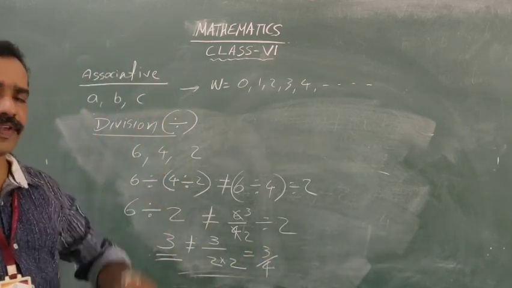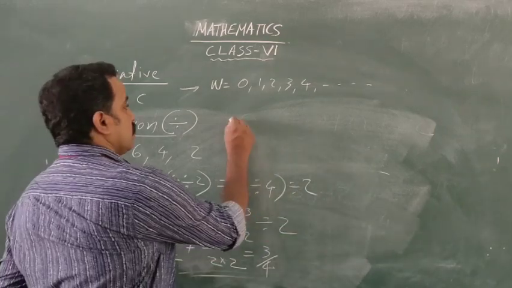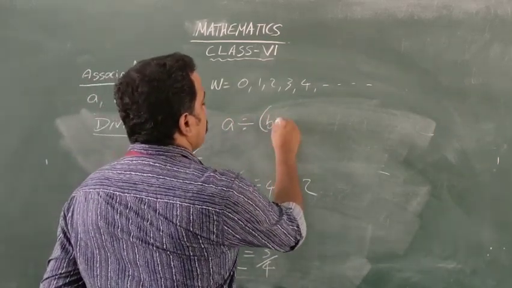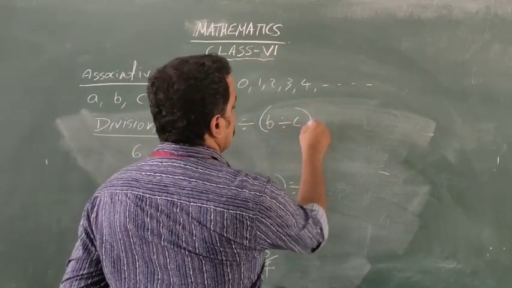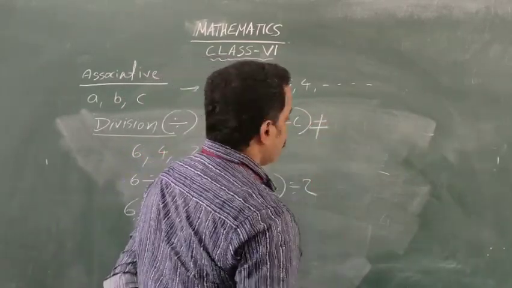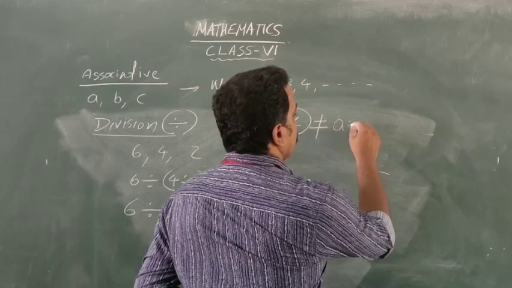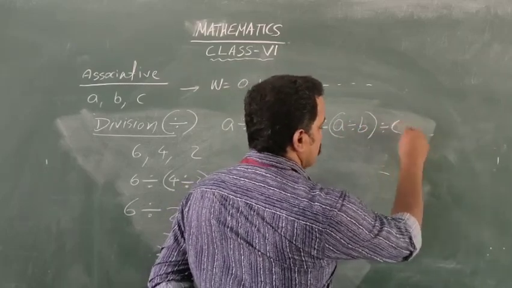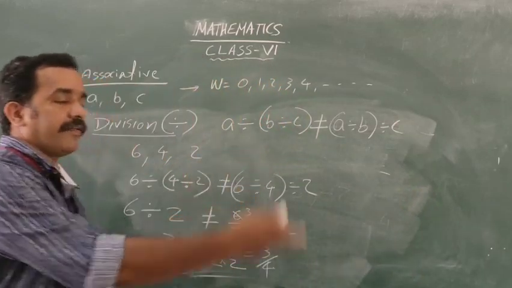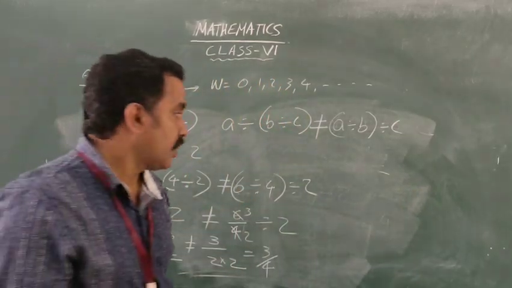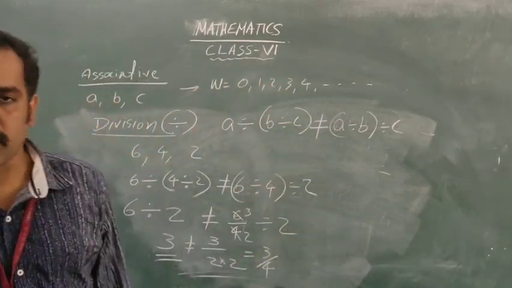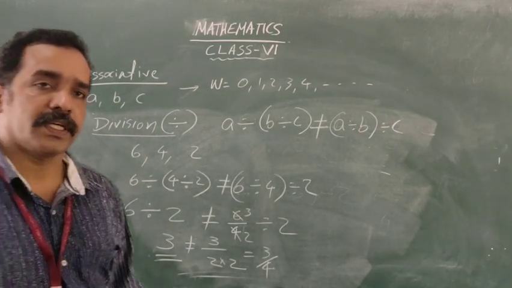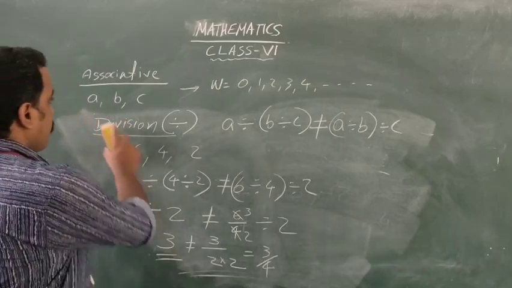So we can conclude that in case of division, a divided by b divided by c is not equal to a divided by b divided by c. See, in both cases we will get different answers, different quotient. So division is not associative in the set of whole numbers. That's all about associative property.